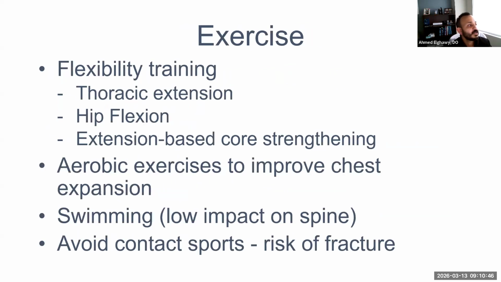And for exercise, we want to make sure that we do flexibility training. It's really important that you get thoracic extension and hip flexion exercises, because these are where patients have a big deficiency from the disease. Extension-based core strengthening is really important. Aerobic exercises are really important to improve chest expansion. Swimming is really wonderful for improving both thoracic extension and chest expansion.